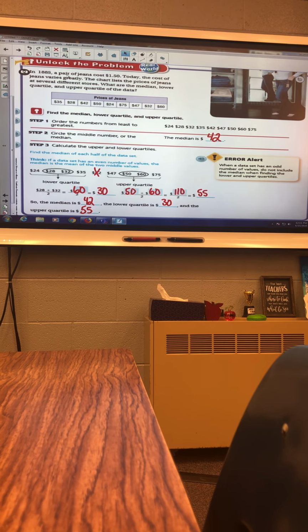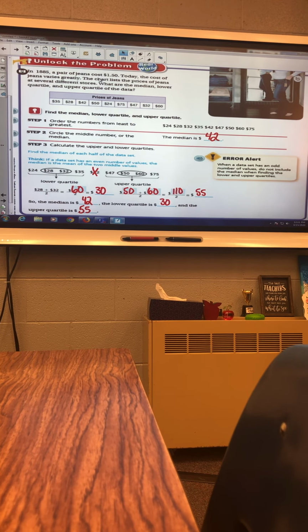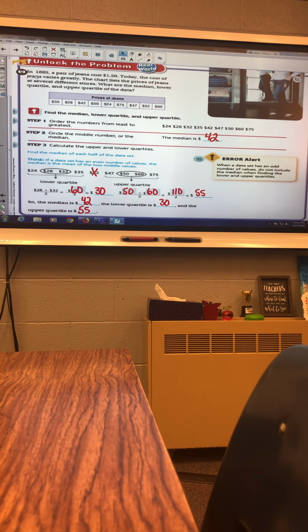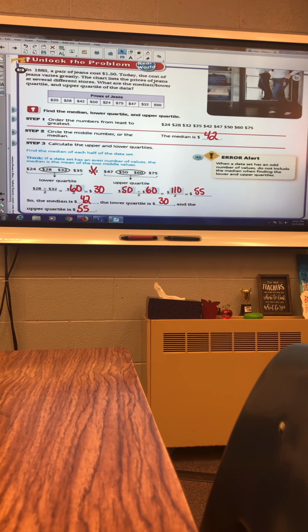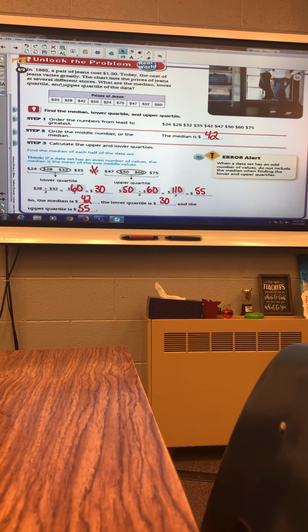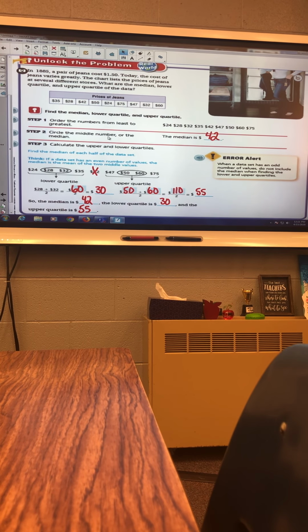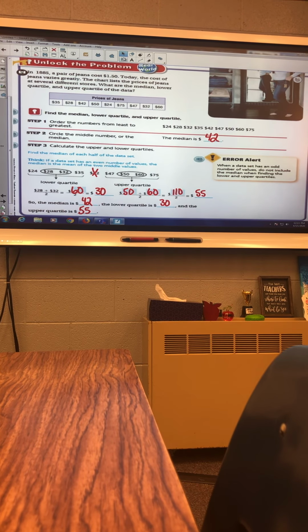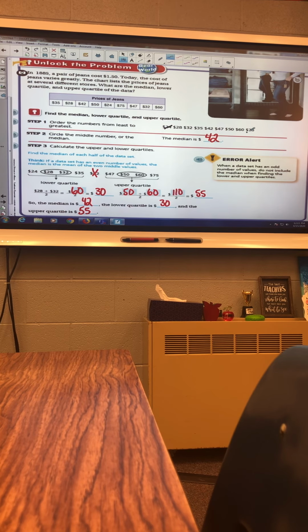So in 1885, a pair of jeans cost $1.50. Today, the cost of jeans varies greatly. The chart lists the prices of jeans at several different stores. What are the median, lower quartile, and upper quartile of the data? So what you always need to do when dealing with the median is list from least to greatest, cross off in a left to right fashion.